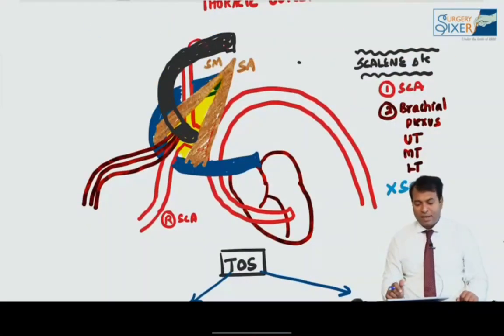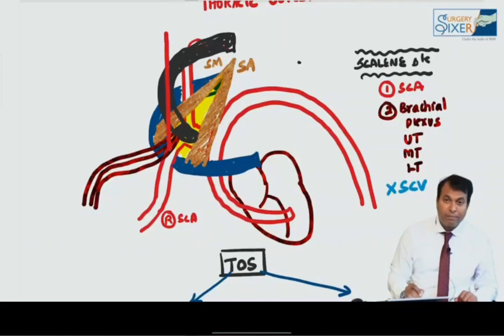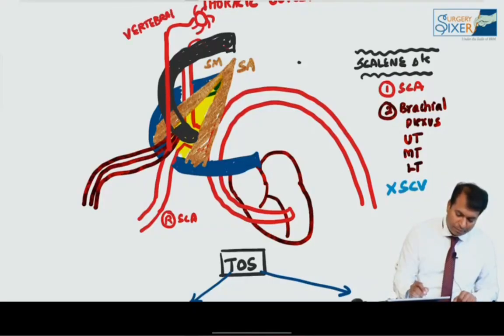Okay. Now come to the same picture. Now I'm going to tell you another interesting symptom. You all know there is a branch like this going up from the subclavian artery. It goes and supplies the circle of Willis in the brain. And this branch is known as the vertebral artery.